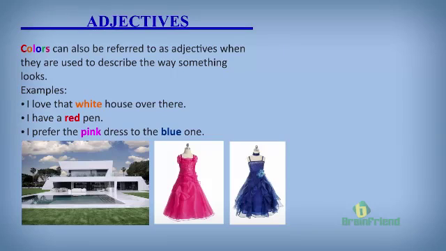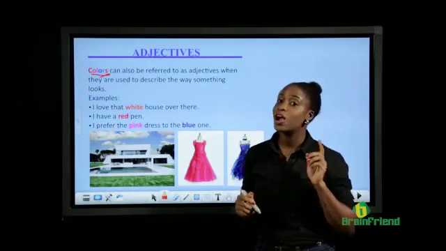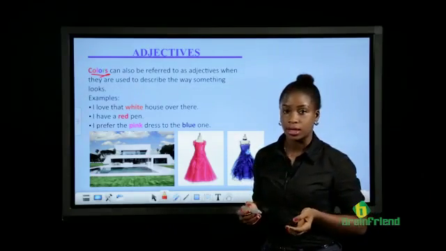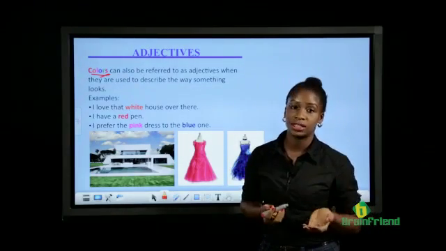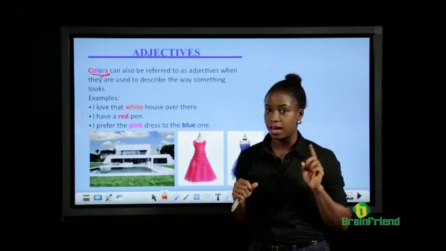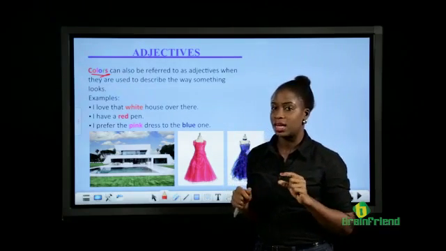Now, colors. Different colors that we have, we can name them red, blue, yellow, orange. Colors can also be referred to as adjectives only when they describe the way something looks or a person looks. A color is an adjective when it tells you more about a noun. I can say, I am a fair girl. Fair describes color. So fair is an adjective.